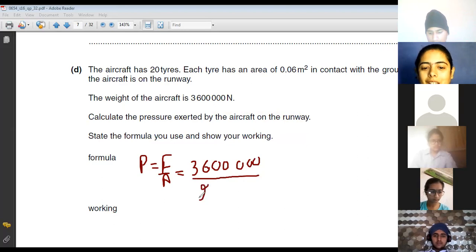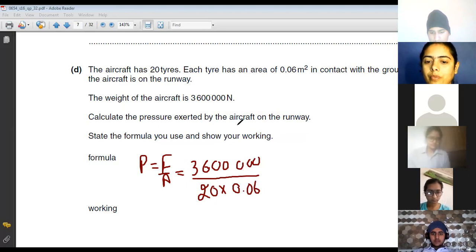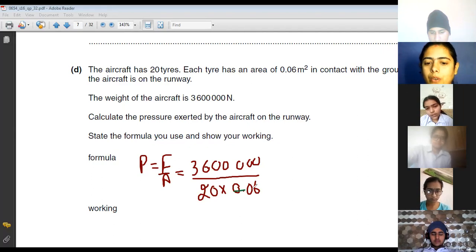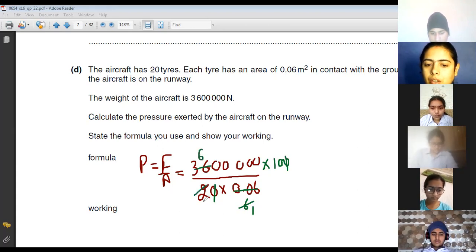Divide by, you have 20 tires and the area of each tire is 0.06. Okay, you can write it as 6 below and 100 above. Then you can go with the cancellation. So 6 ones are 6, 6 sixes are 36. 2 ones are 2, 3 twos are 6.